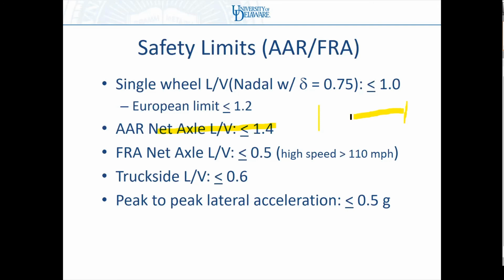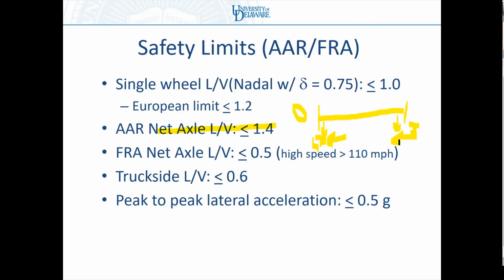Okay, so let's do this one. This is my outside rail. This is my inside rail. This is the wheel. This is the rail. The Nadal equation is a single L over V on the outside. Net axle would look at combined vertical and combined lateral, so it will be L1 plus L2 over V1 plus V2. That's in addition to.